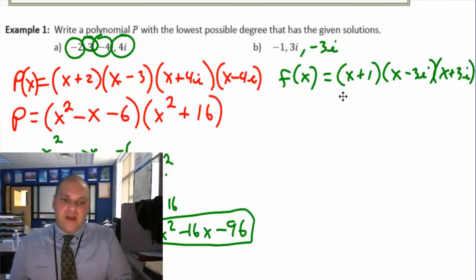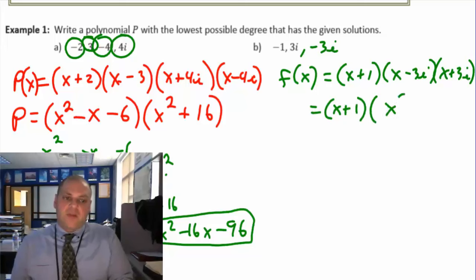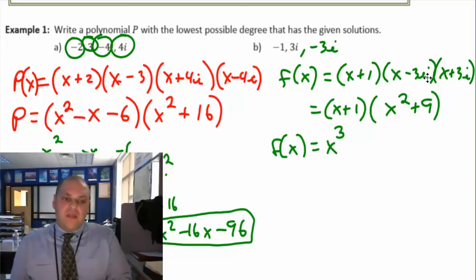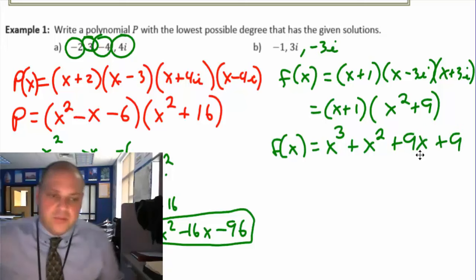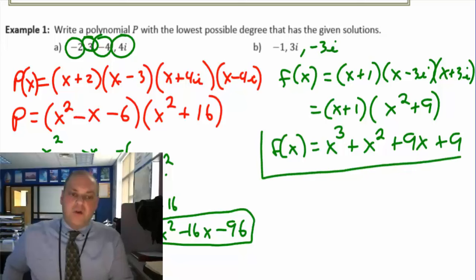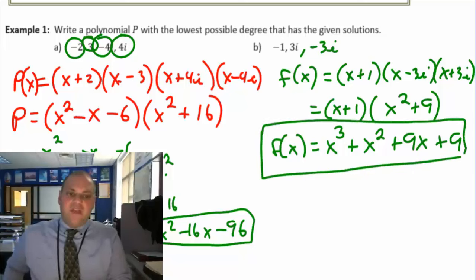So now I have x plus 1 times, I know this is going to be x squared plus 9. We did that earlier. And this is going to be f of x equals, I can just do distributive. X times x squared, x to the third. And then plus 1x squared. And then plus 9x and plus 9. X to the third plus x squared plus 9x plus 9 would be the polynomial that would have these given roots.